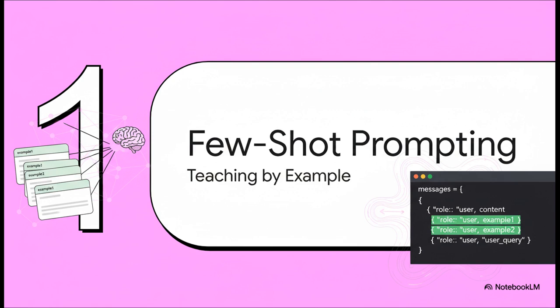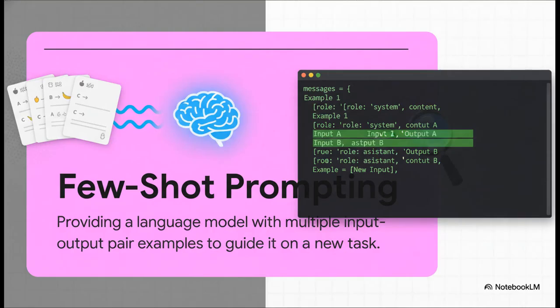All right, so let's break this down. We're going to start with a really precise definition of the pattern, just so we have a solid foundation for everything else we're going to cover. At its core, it's all about showing the model exactly what you want it to do through demonstration. So instead of just telling it what to do, you're providing a few high-quality, concrete examples. You're leveraging its powerful in-context learning ability to basically grasp the specific pattern you need on the fly.